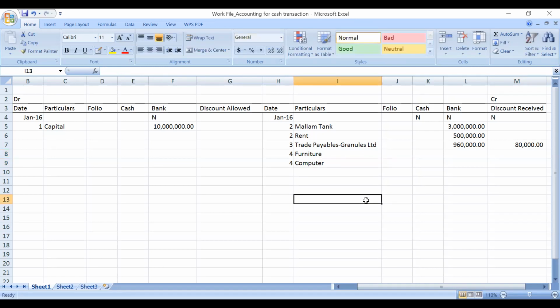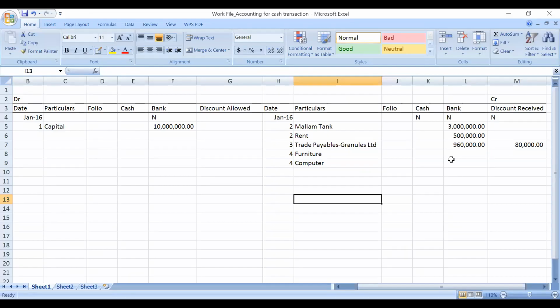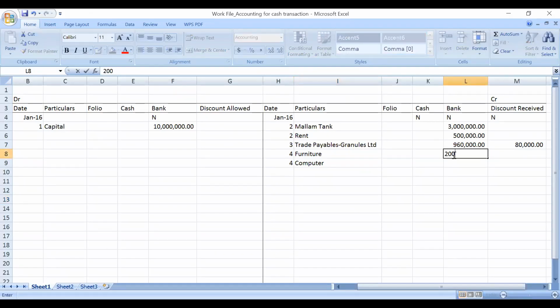They are both, we made the payment from our bank. So furniture is how much? We have to check that. Furniture is 200. Computer is 250. So 200,000. Then we also have 250. So that is that. It's a simple work.